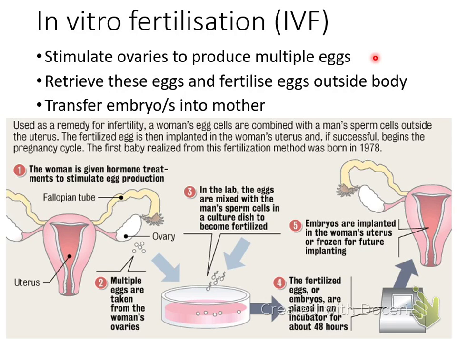And so we can retrieve these eggs and take them outside of the body. We can fertilize them with a sperm sample. And once we have some eggs that are fertilized, we can transfer those fertilized embryos back into the mother. You were reading it's usually 1 or 2, but sometimes as many as 4 or 5. And then those embryos will hopefully implant and grow into a baby.